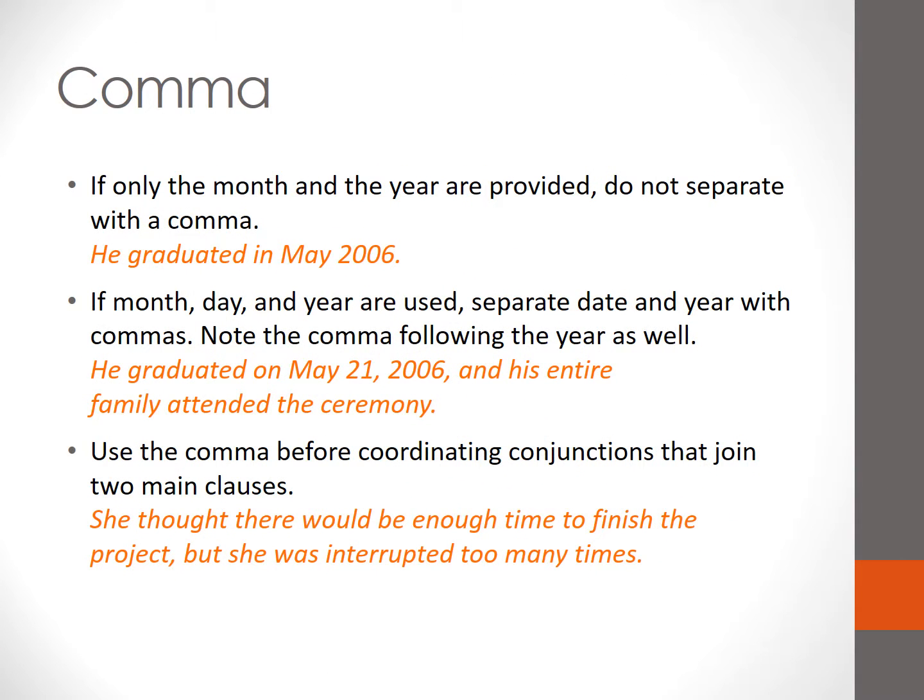The comma. If only the month and the year are provided, you do not separate with a comma. He graduated in May 2006. However, if the month, day, and year are used, then you would separate the date and year with commas. He graduated on May 21st, 2006, and his entire family attended the ceremony. Use the comma before coordinating conjunctions that join two main clauses. She thought there would be enough time to finish the project, but she was interrupted too many times.